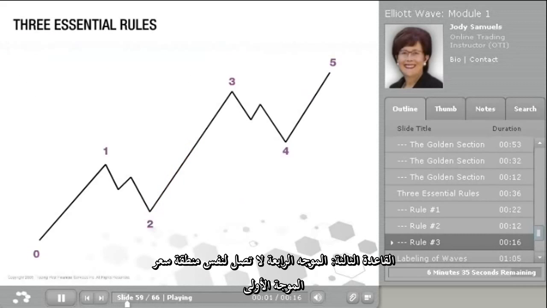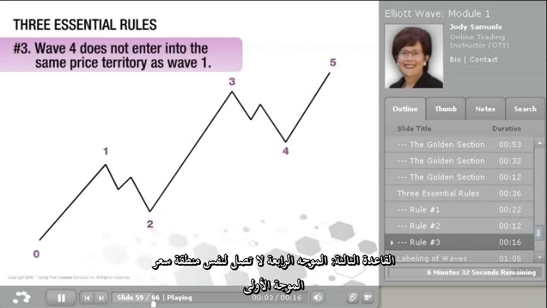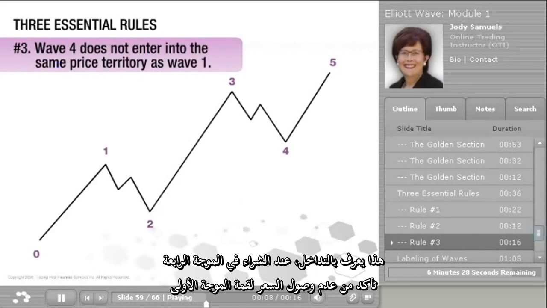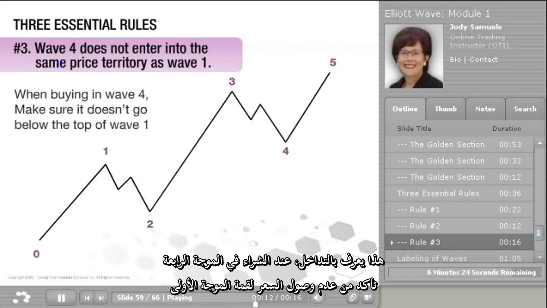Rule number 3. Wave 4 does not enter into the same price territory as wave 1. This is also known as overlap. When buying in wave 4, make sure it doesn't go below the top of wave 1.